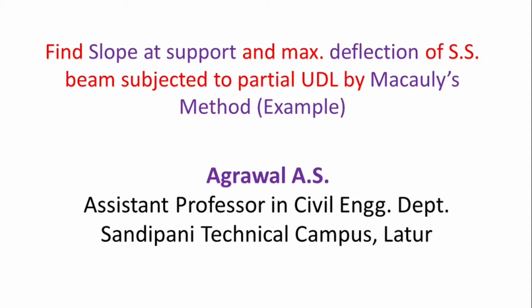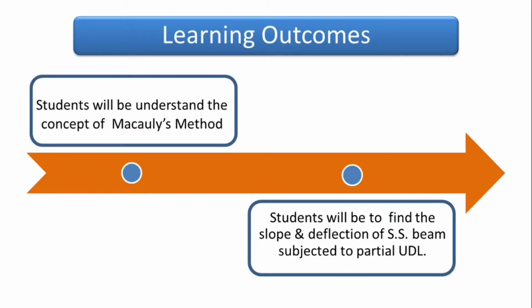Today's topic is to find the slope at support and the maximum deflection of a simply supported beam subjected to partial UDL by the Macaulay's method. Learning outcomes: after watching this video, the student will be able to understand the concept of the method, and will also be able to find the slope and deflection of a simply supported beam subjected to partial UDL.